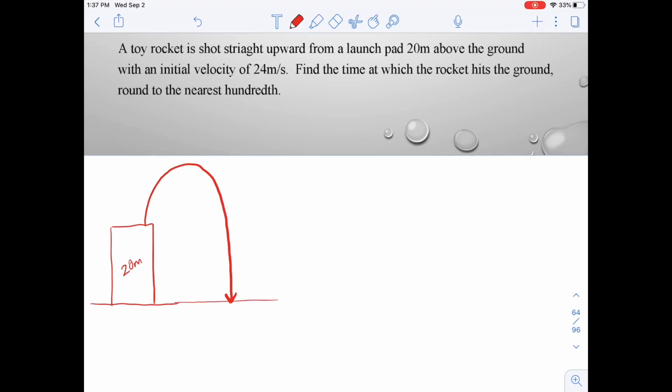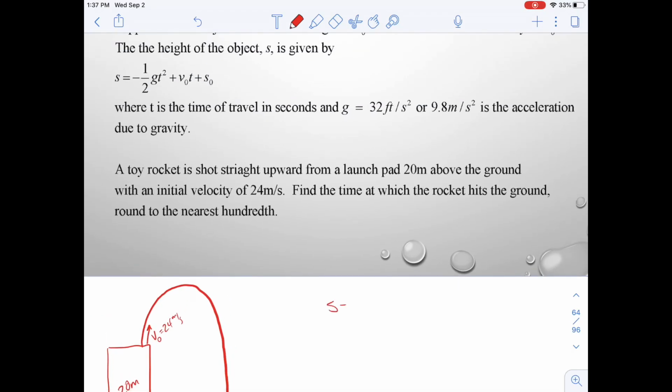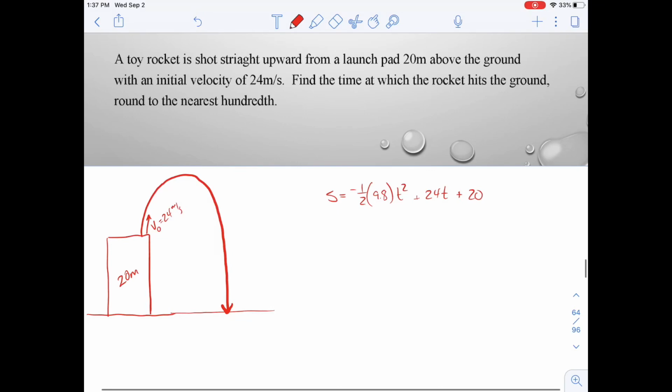Okay, it's going to have an initial vertical velocity, v naught, of 24 meters per second. So again, from our equation, S equals negative 1/2, we're dealing with meters, so 9.8 t squared plus v naught, which is 24 t, plus s naught, which is 20 meters. I want to find the time at which my rocket hits the ground. So when my rocket hits the ground, think about it, my height, or s, is going to equal 0.